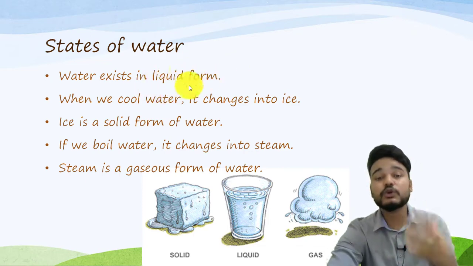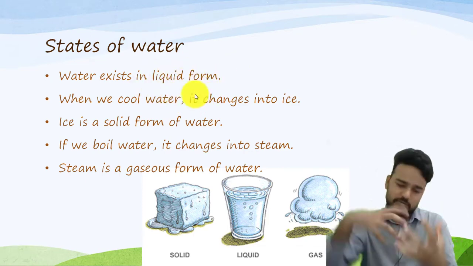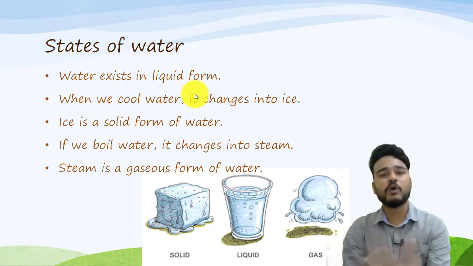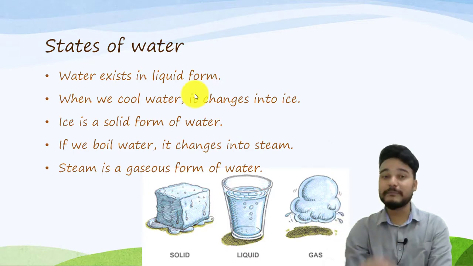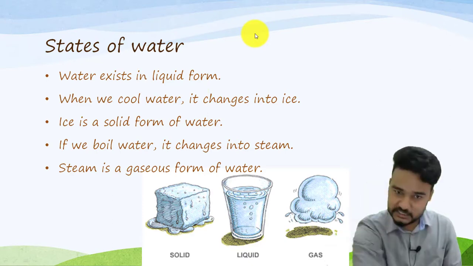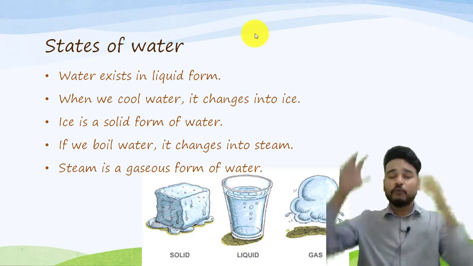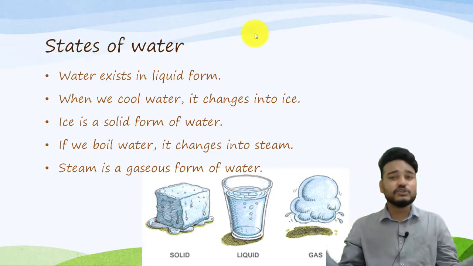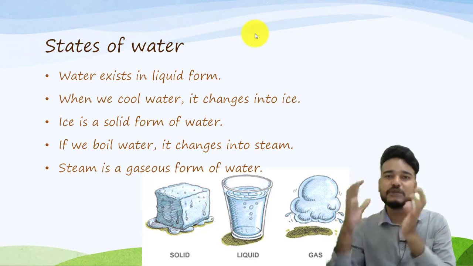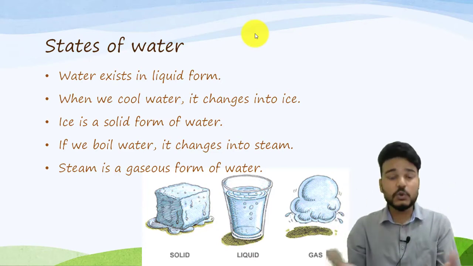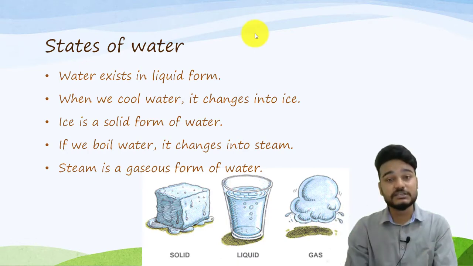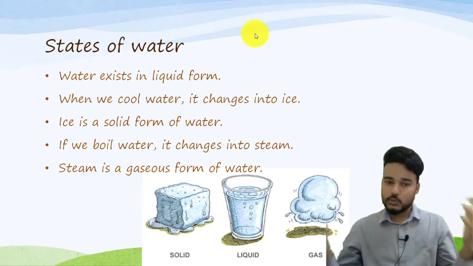Okay, but when we cool water, if we fill it in a bottle and put it in the freezer, what will happen? It takes the shape of that bottle, but it also becomes ice. And ice we can hold. We cannot hold water, but we can hold an ice cube. So when we cool water, it changes into ice, another state, second state of water, that is solid. It becomes solid. So ice is a solid form of water. We can hold that ice cube, right?